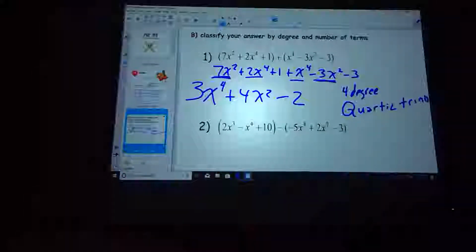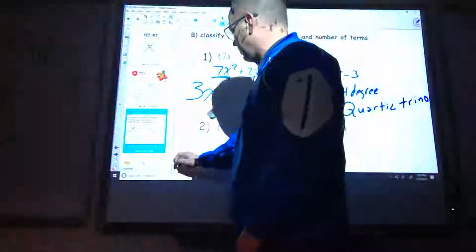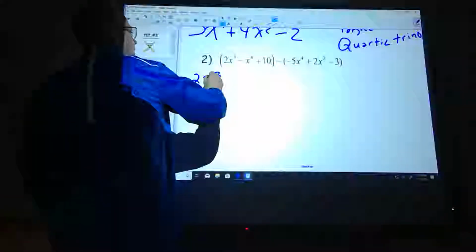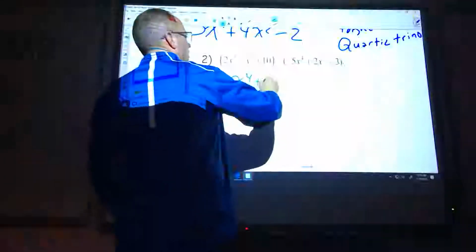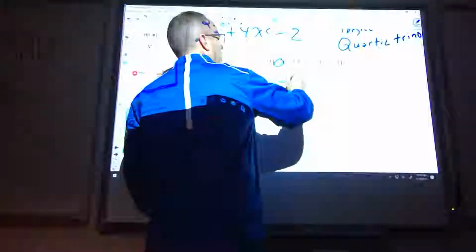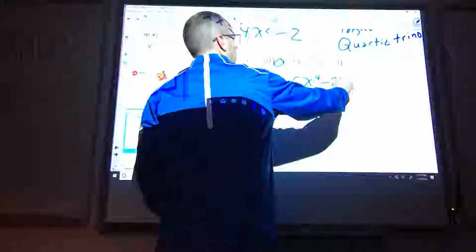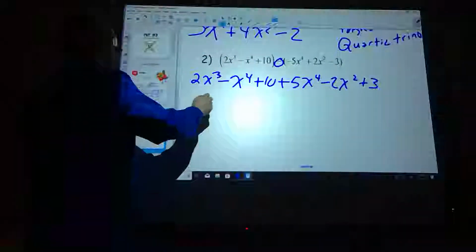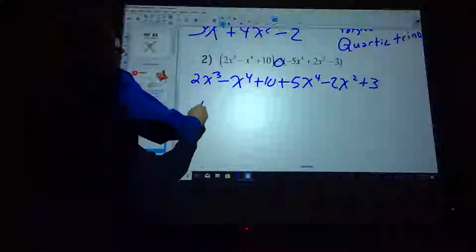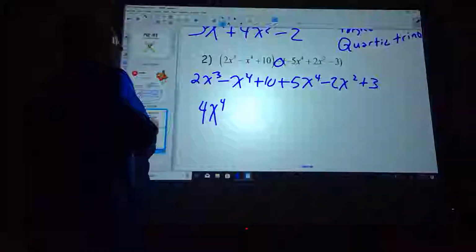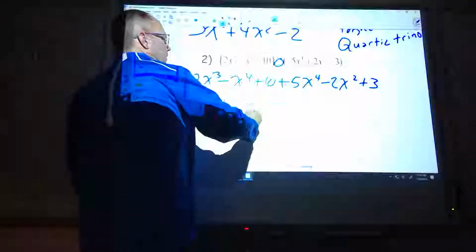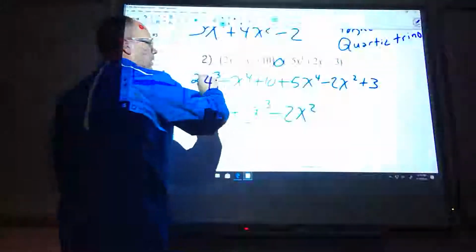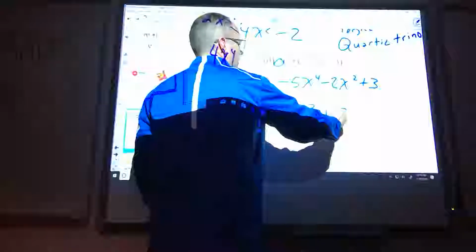Problem number 2. Looks like I could drop this first set of parentheses without a problem. So we're going to get 2x to the third minus x to the fourth plus 10. But that's going to make a difference. Change all those signs. I get that. And then I combine like terms, so it's like, okay, well, I got my x to the fourth, so I have 4x to the fourth. I have my x to the thirds. I have minus 2x squared. And 13.